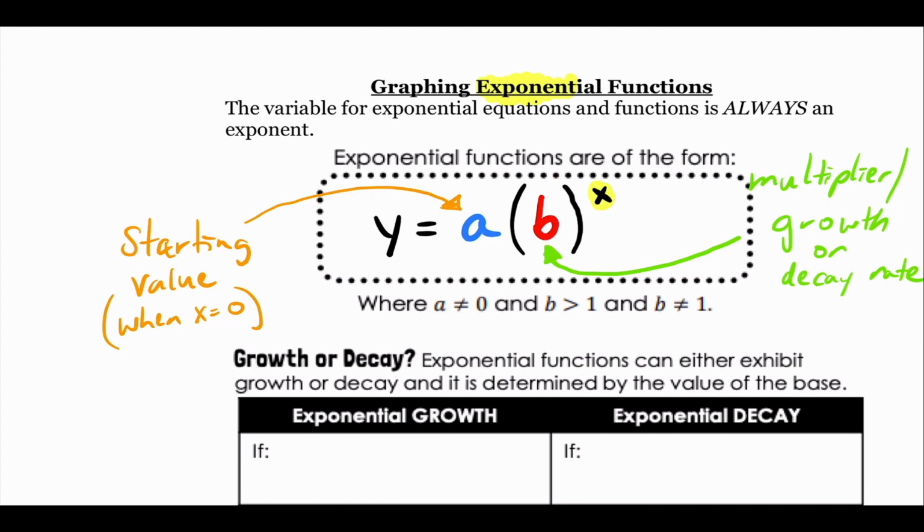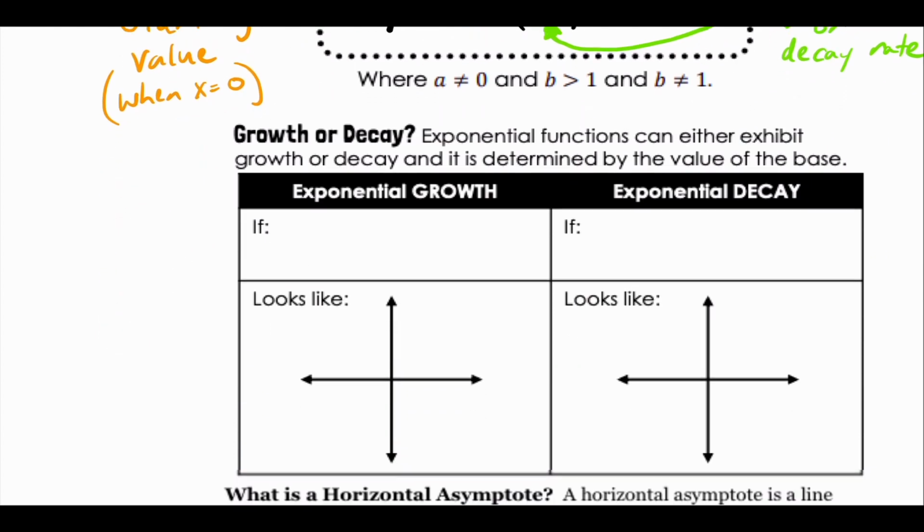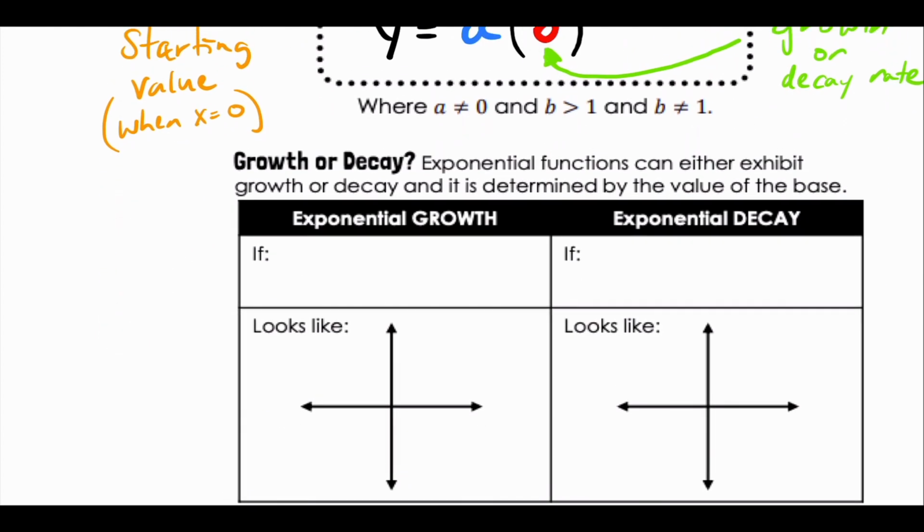Okay, so when do we know if it's decay or growth? B is the guy we look at. A doesn't matter. If b is bigger than 1, it could be 1.1, that's bigger than 1. It could be a million, that's bigger than 1. Anything bigger than 1, if b is, it's going to be considered growth.